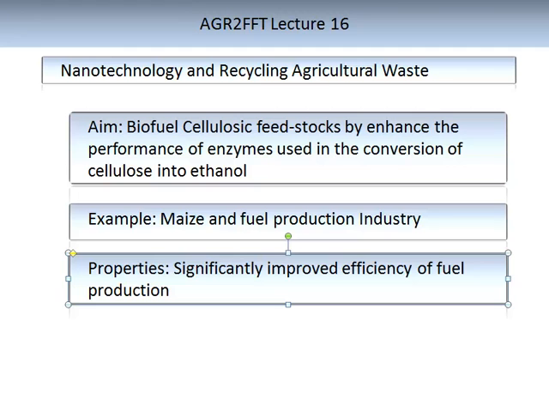Another area of nanotechnology and recycling agricultural waste application is that of the field of maize and fuel production. Biofuel via cellulose feedstocks can be enhanced by the performance of enzymes used in the conversion of cellulose into ethanol. Nanotechnology has enabled significant efficiencies in this conversion. It has developed very small compounds that enable the efficiencies of the waste conversion.